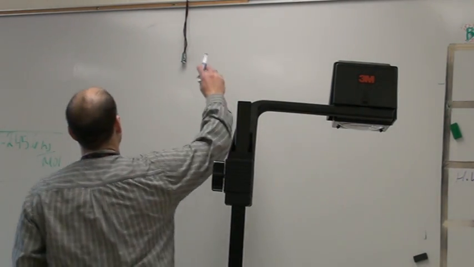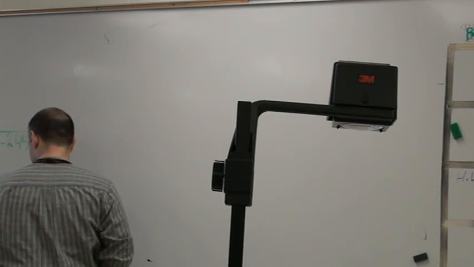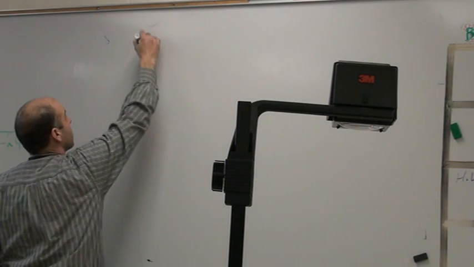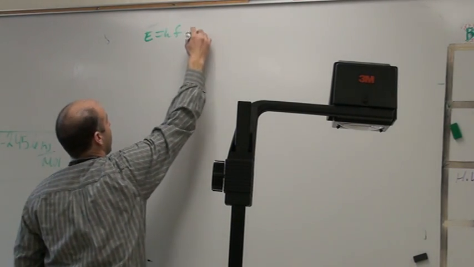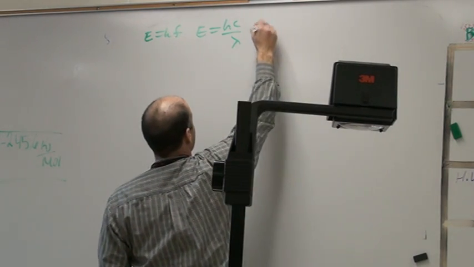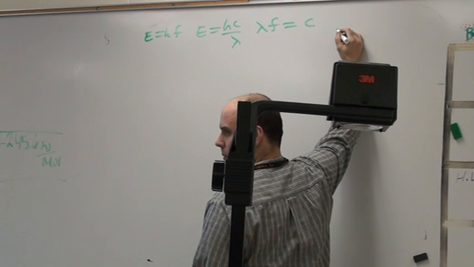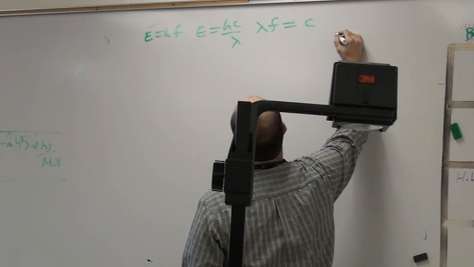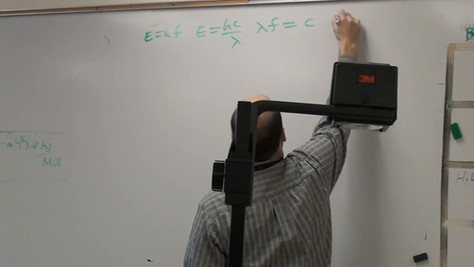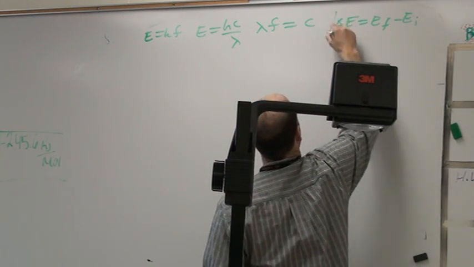So, we have lots of equations. We've got E equals HF. We have E equals HC over lambda. We have lambda times frequency equals C. And we have, do we have one more? Oh, yeah. There we go.